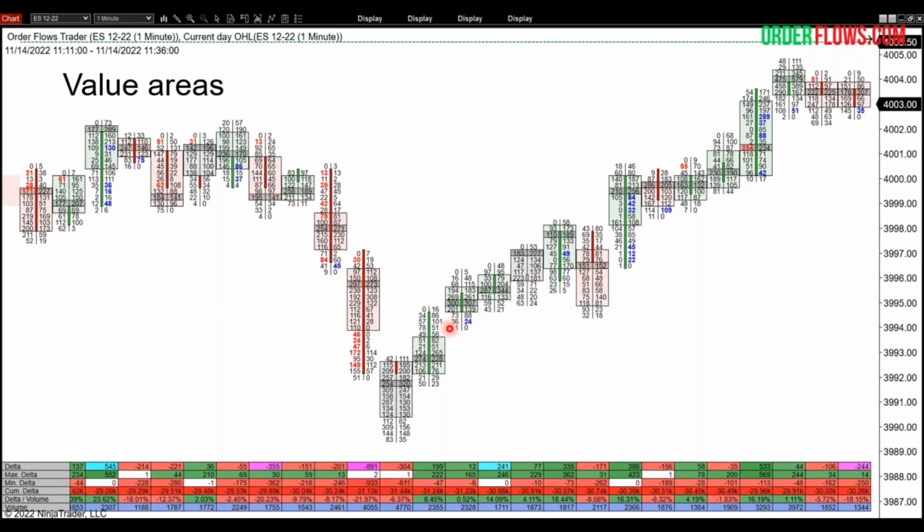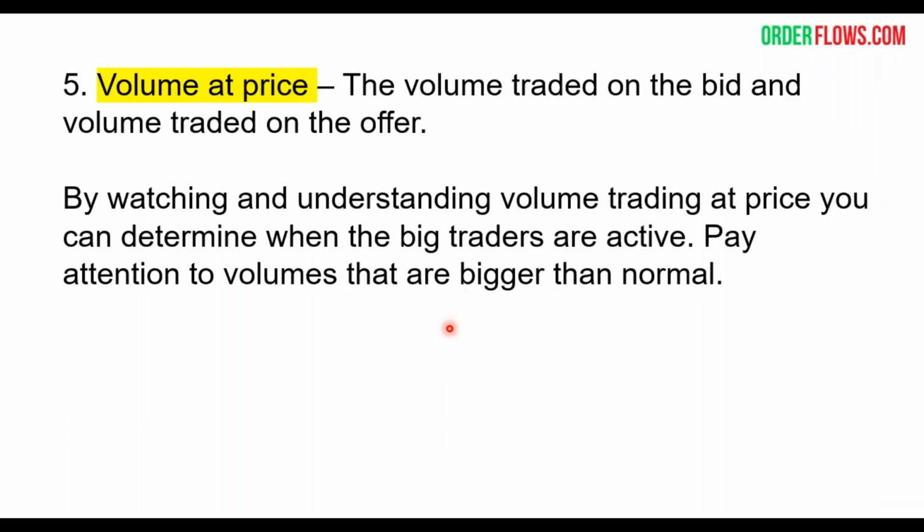Okay, so value areas are something that, for traders who are struggling with other aspects, looking at where value is trading and where balance is forming can be a game changer. So it's something you should pay attention to.